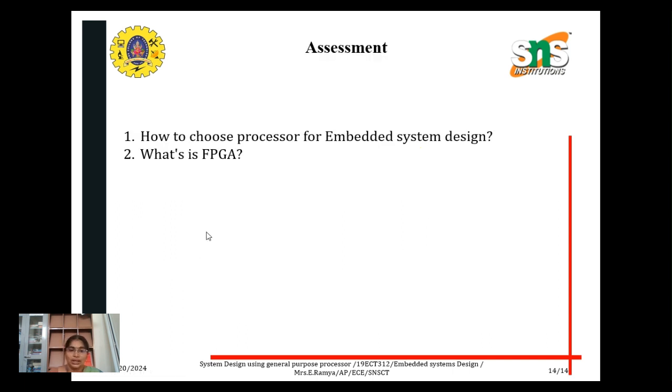Okay, so guys, you understand the basic concept of processors and the types of processors. Now it's time for the assessment. How to choose a processor for embedded system design based on the application? We can choose a DSP processor, digital signal processor, or an application specific integrated circuit processor, or an FPGA, field programmable gate array, for real time customized applications.